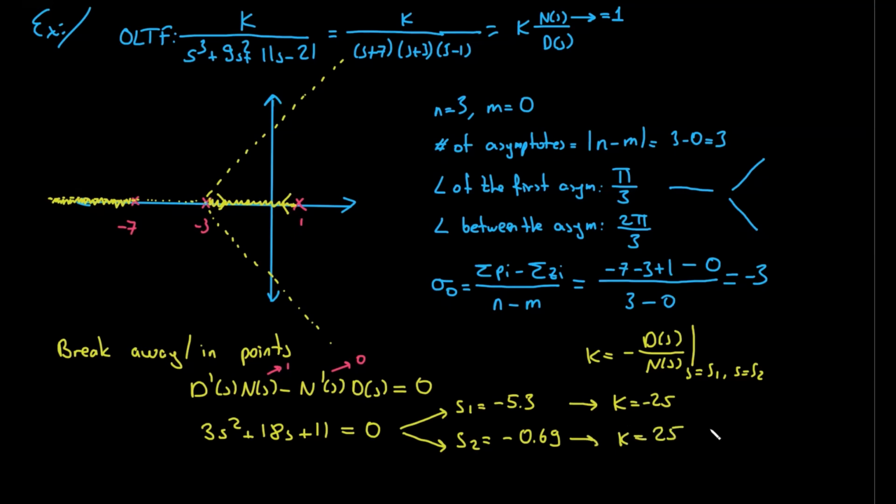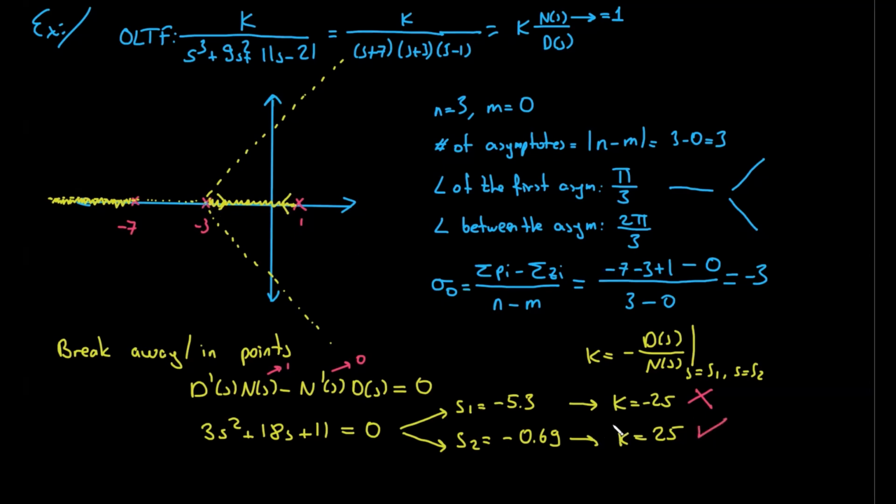Okay, so which one of these points is a valid breakaway point? So the second one, right? We assumed that k is a positive number at the very beginning of our derivation. So a negative k cannot be a solution for us. So I will reject the first root over here. And I will accept the second one over there where we have a positive k value. I have a double root, a breakaway point at s2 equal to minus 0.69. Okay, and also you can see that here.